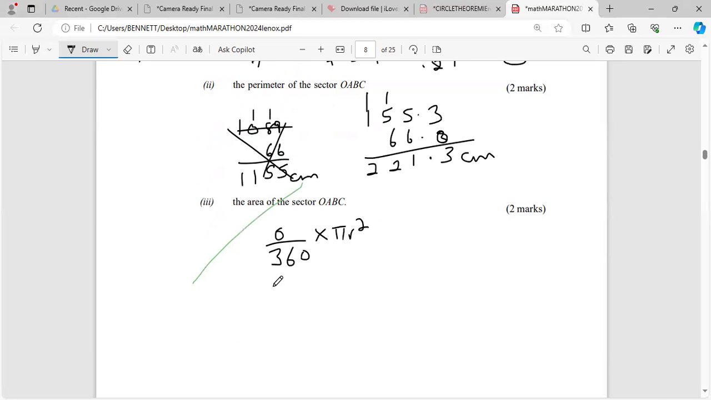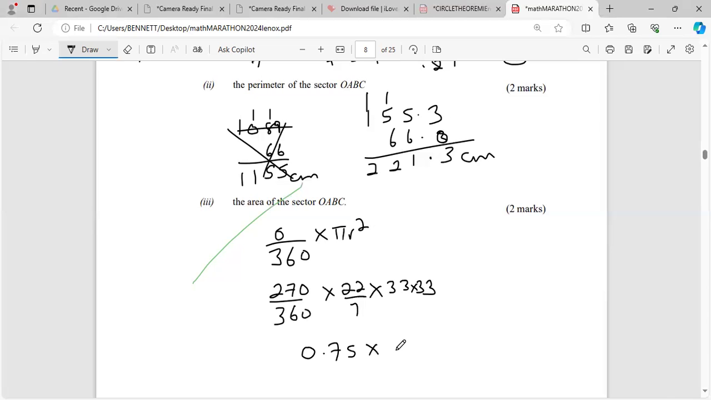The number was 270 because of the major one, right? Same sector. So this will work out to 3/4 times pi, which is 22 over 7, and the radius of 33. We have to square it. Guys, just use your calculator because this is going to be a big number. If you work it out?